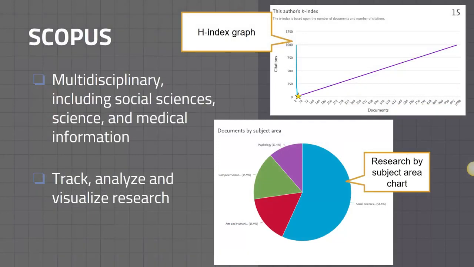Scopus is a citation database that includes peer-reviewed literature and quality web sources. Scopus provides citation counts for articles published from 1996 to present across various disciplines. It allows you to view an individual author's research output as well as track and visualize their research.